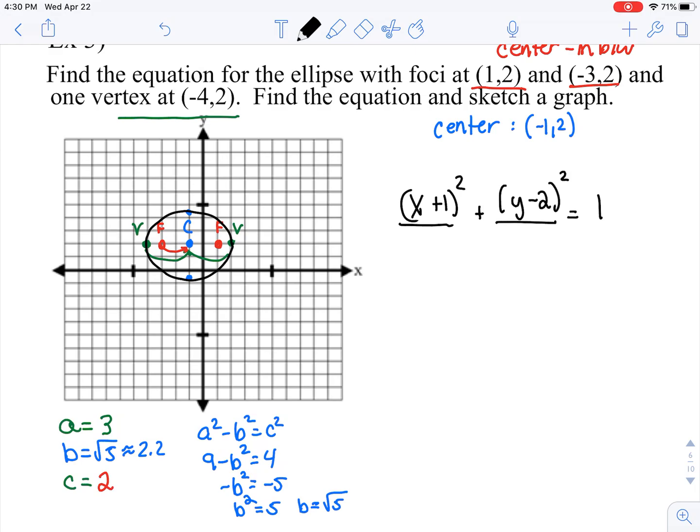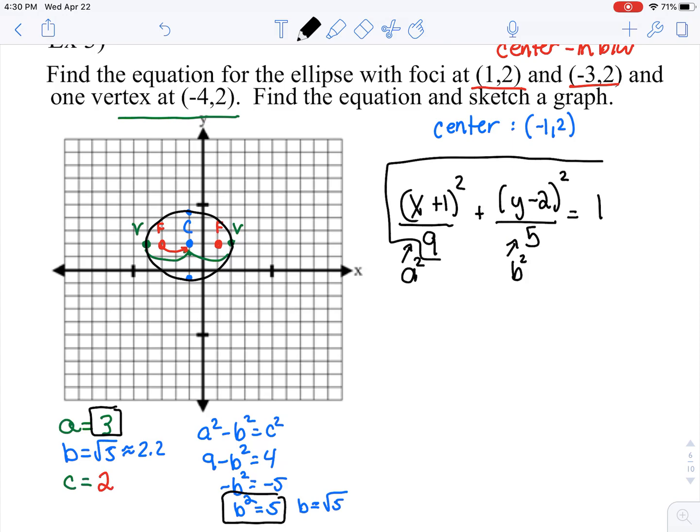Okay, back to the equation. Since this one did open horizontally, we know that the larger value, the a squared, will have to be under the x, and the smaller value, the b squared, will have to be under the y. The a squared, remember, if a is 3, a squared is 9. And recall that the b squared right over here, we already knew b squared was just 5. So here's my equation. I'm going to circle that. And I have my graph.